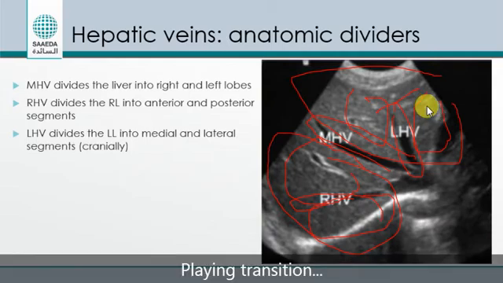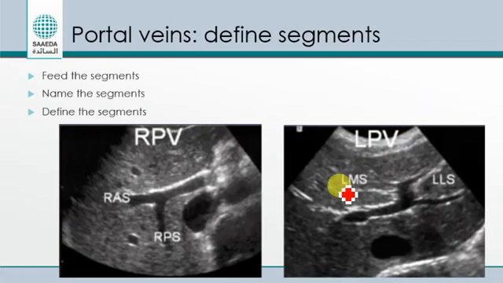Now, the portal veins will define the segments because they feed the segments and they name the segments. You can see here, this is the right portal vein. It's a little bit short. It immediately divides into right posterior and right anterior branches of the right portal vein. Okay? Still with me till now? No one fall asleep? Good.